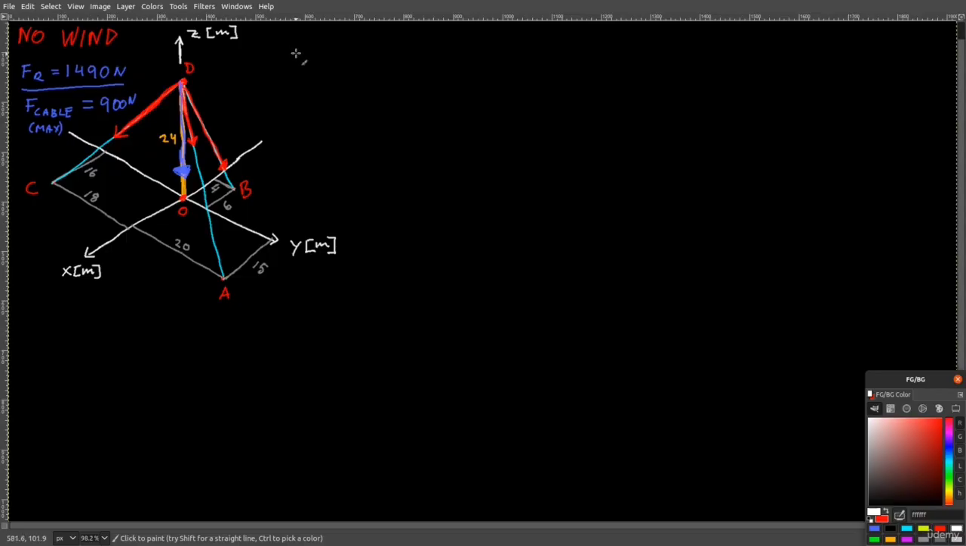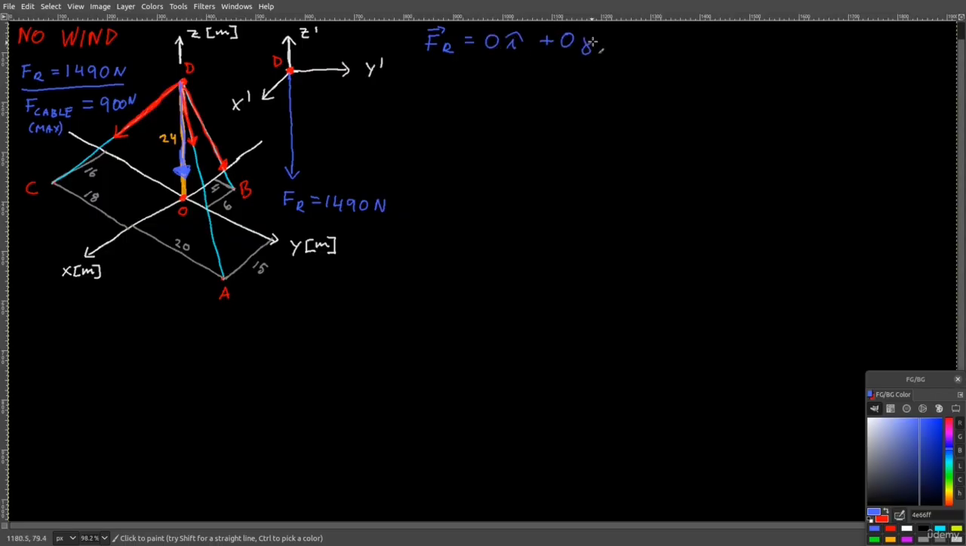So let's first of all figure out what our Fr needs to be. This here is my shifted coordinate frame. This point is D, it's the tip of the tower, and so essentially I want this to be my Fr, which is 1490 newtons, which means that in terms of unit vectors, Fr equals 0I plus 0J minus 1490K.